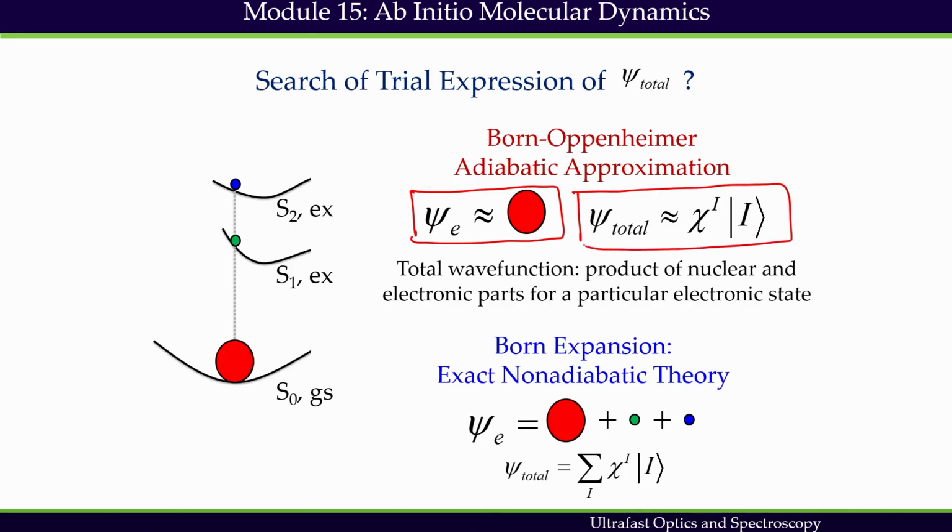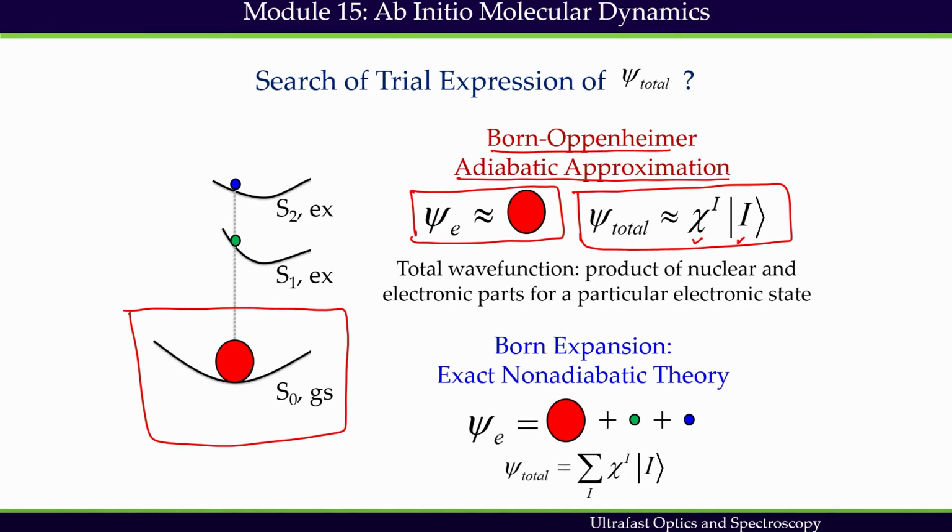In that case, the total wave function can be represented approximately like this. In the Born-Oppenheimer expression of the total wave function, we always take the product of the nuclear wave function and the electronic wave function. So we can consider a single electronic state. We are now blind to the other states. We are just seeing a single electronic state, and we can write down the total wave function as the product of the nuclear and the electronic part. This way of representing the total wave function is called the Born-Oppenheimer adiabatic approximation.